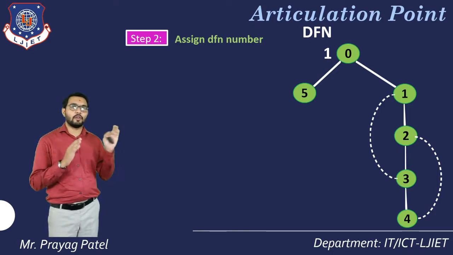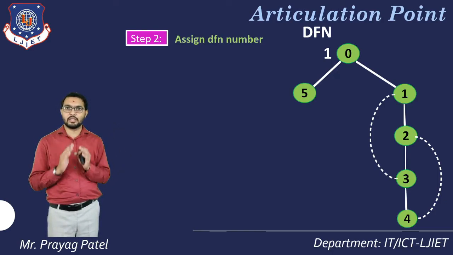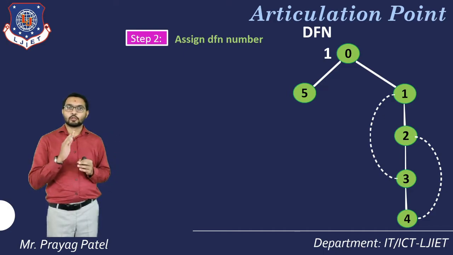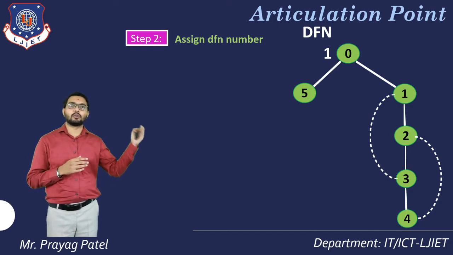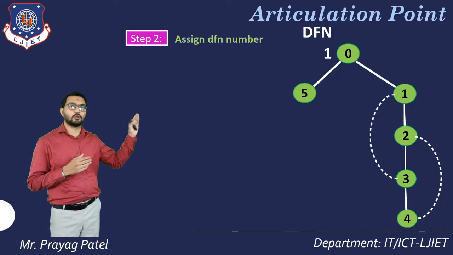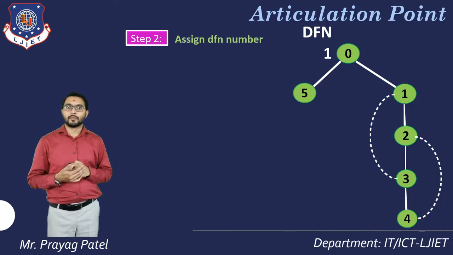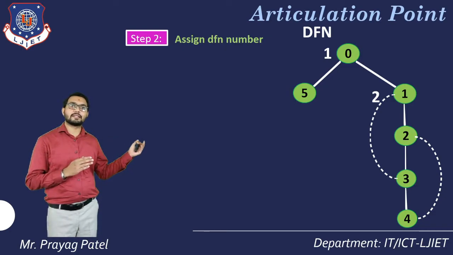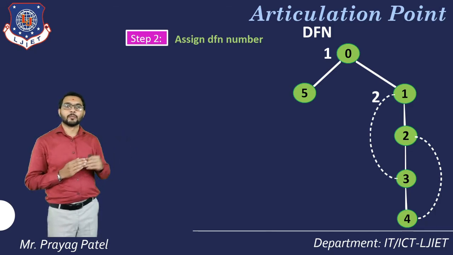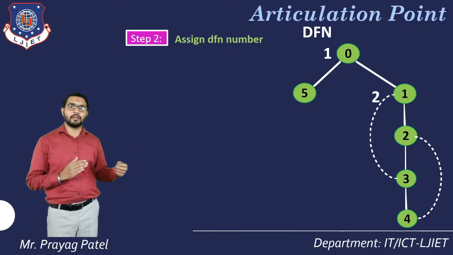For each and every node we represent two numbers: the first one is DFN and the second one is low. So from the root, the left side of the node represents the DFN number and the right side of the node represents the low number. So for node 0, 1 is the DFN number. Now consider the next node, node 1, because we visit node 1 after node 0. So the DFN number for node 1 equals 2. Simply we increment by 1.